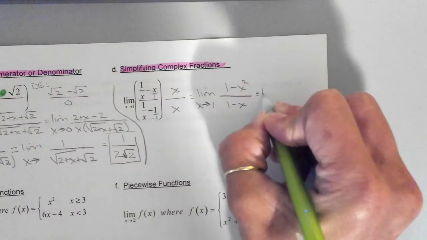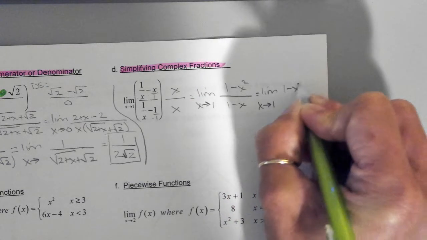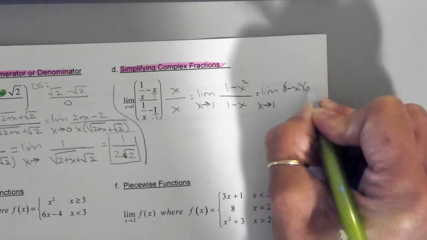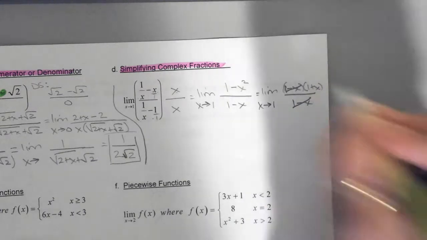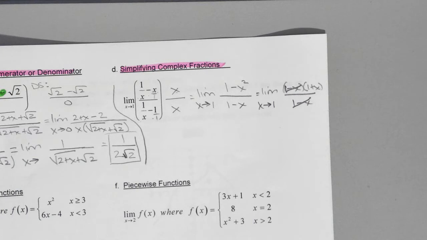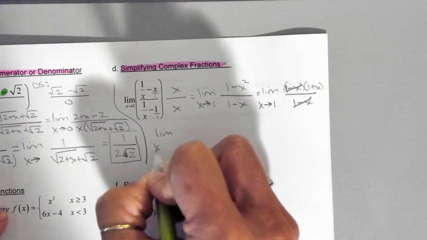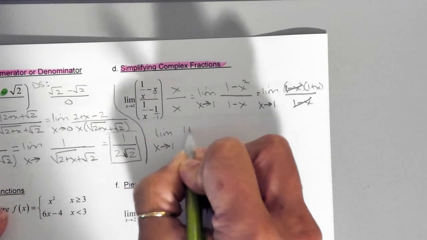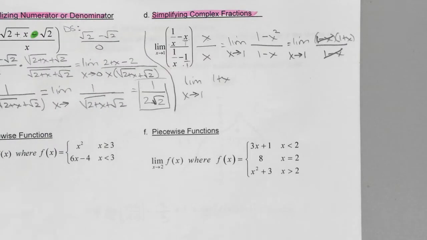So I have the limit as x approaches 1 of 1 minus x times 1 plus x over 1 minus x. So now these are gone. That was what was causing that 0 in the denominator, right? So you have the limit as x approaches 1 of 1 plus x. Now we simplified the complex fraction. We had to factor as well. Let's try direct substitution. What do we get? All right, we're good. We got an answer.